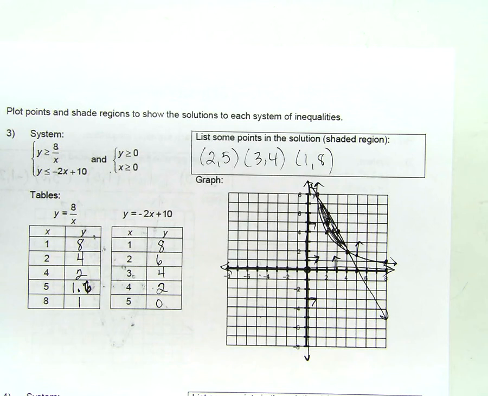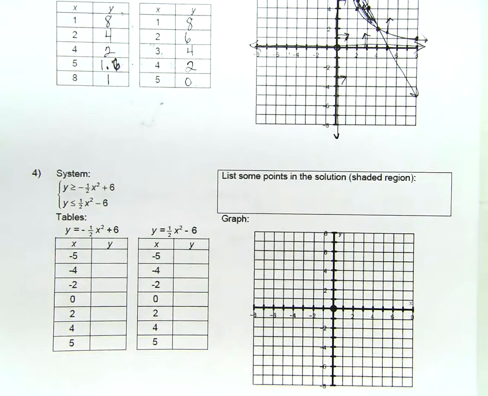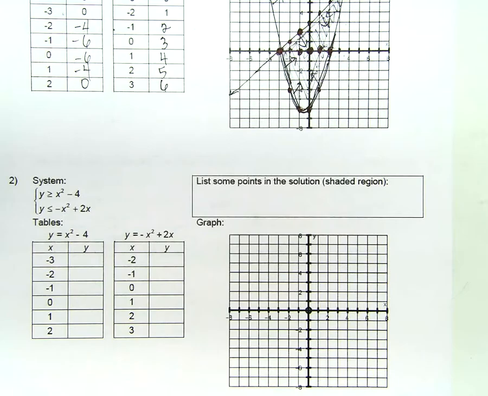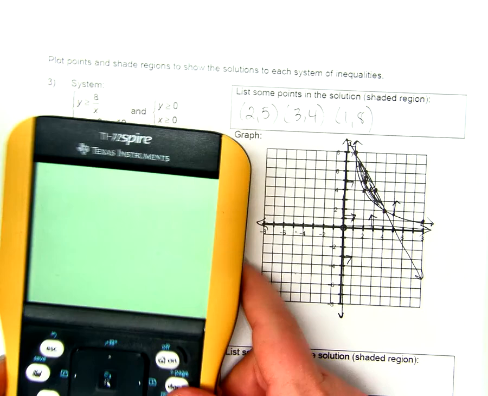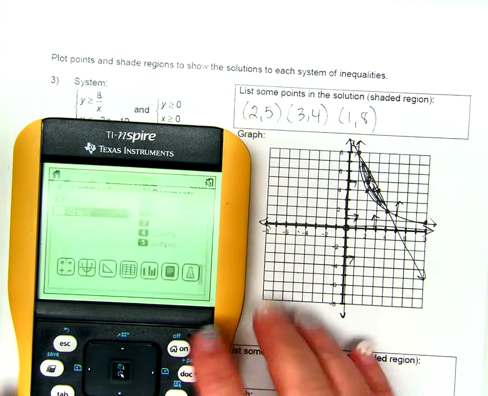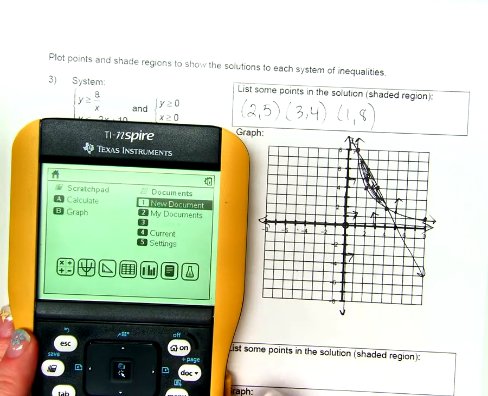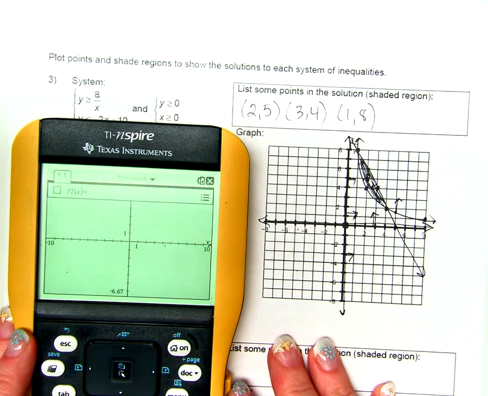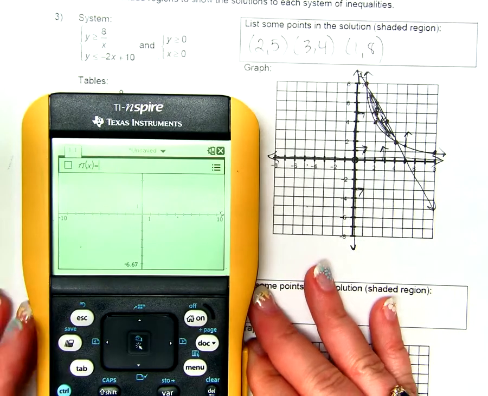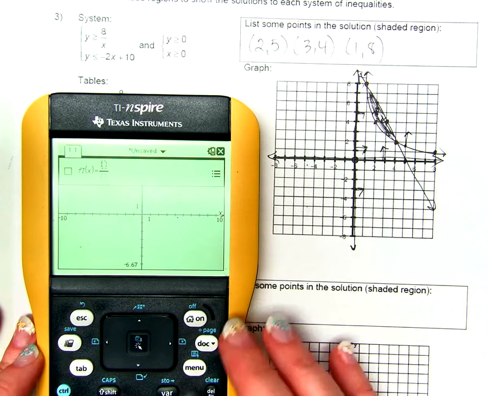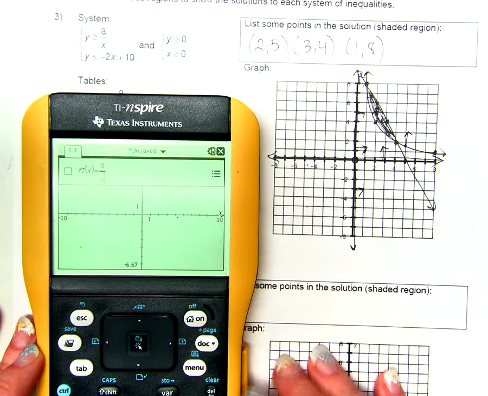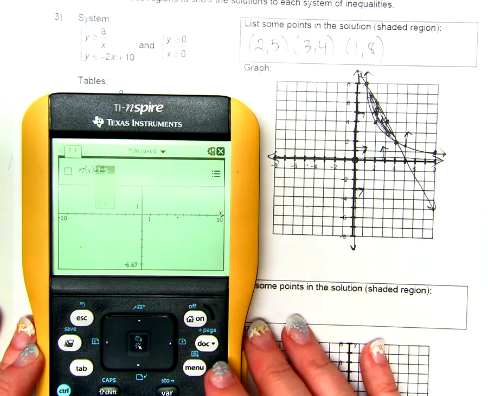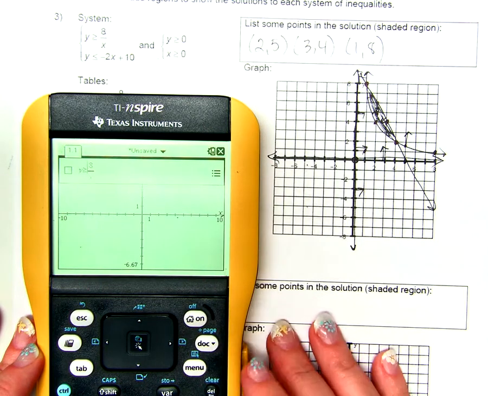Okay. So before you come to class tomorrow, I need you to have done number 4 and number 2. Okay? Before we leave, though, I do want to show you something. Home, new document. No, I want it to be a graph. Y equals 8 over x. And it's not equal so much as it is greater than or equal, so that's number 5.